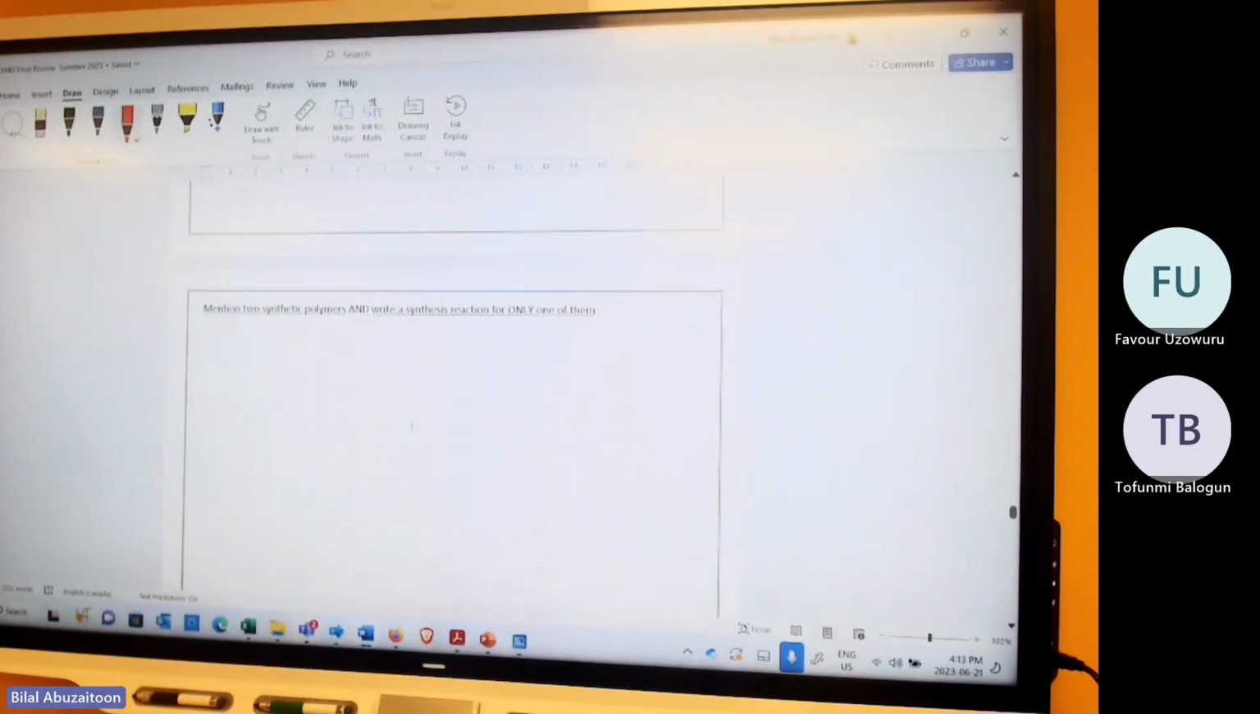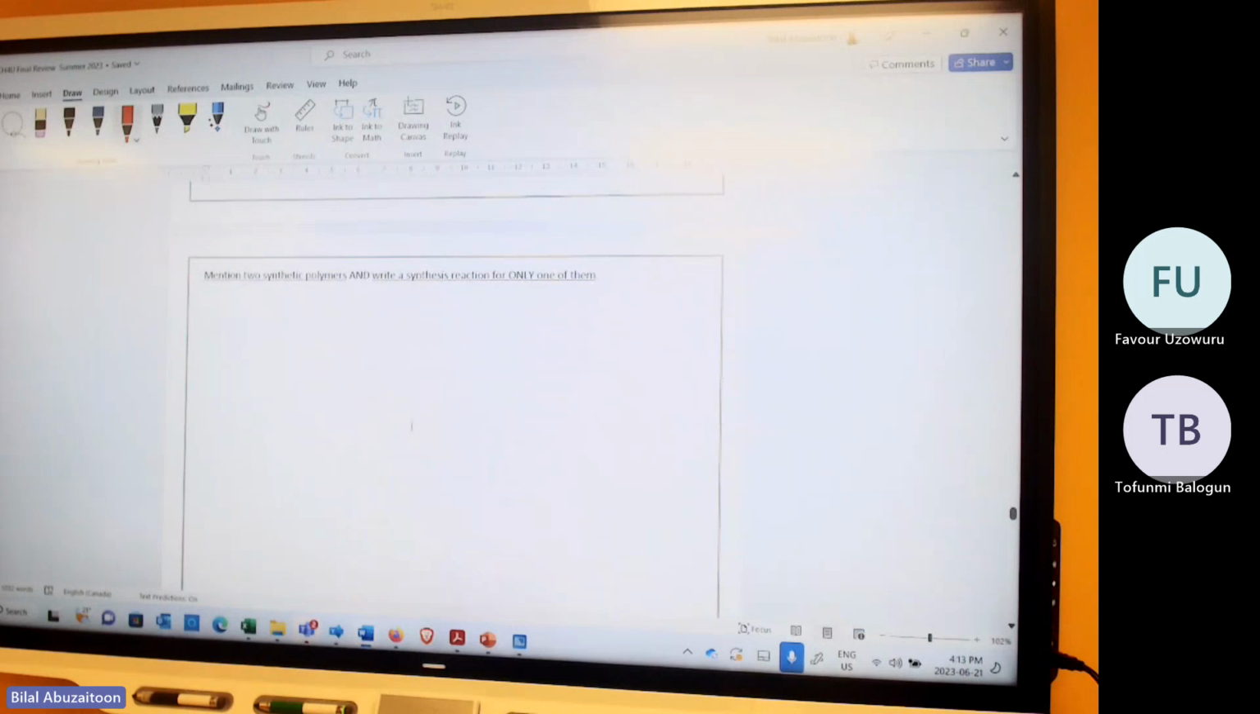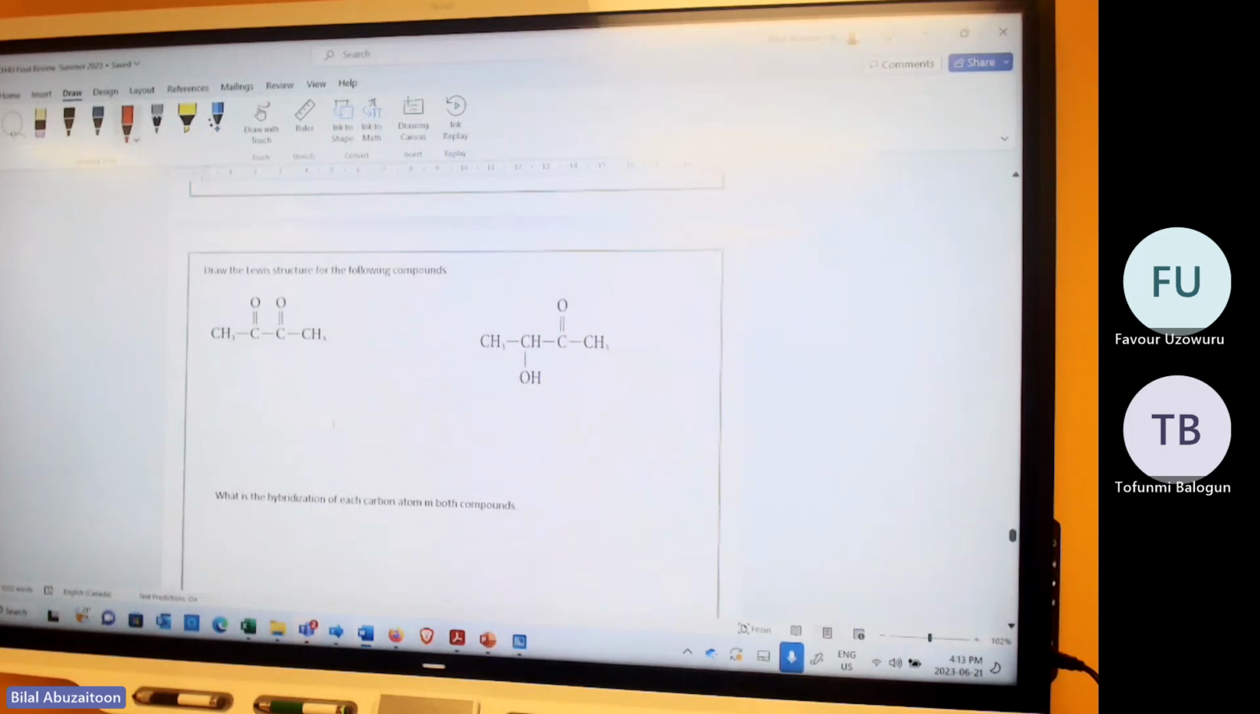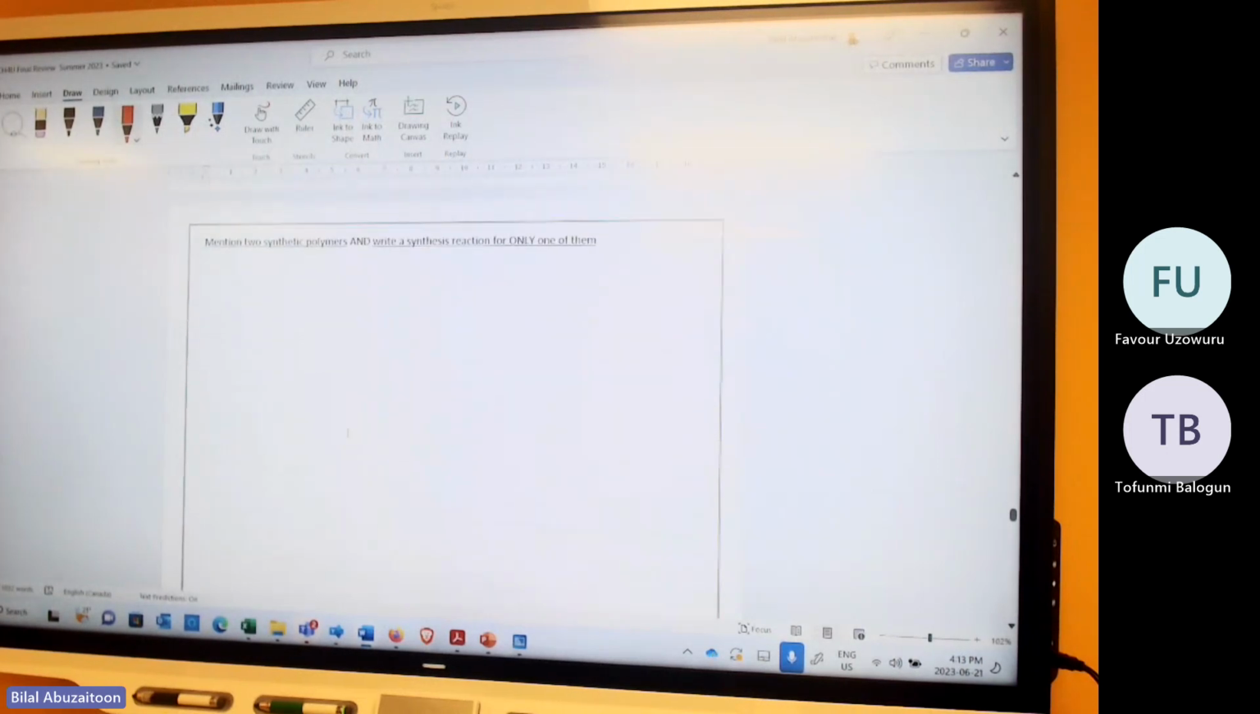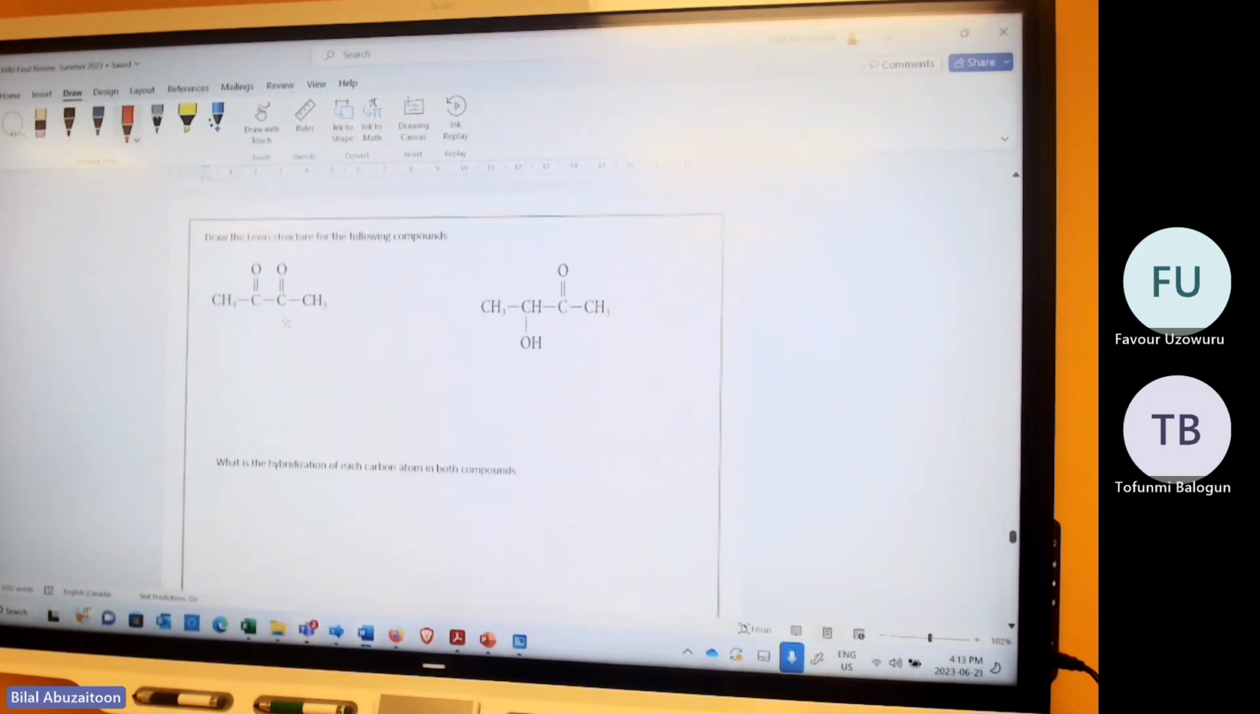Two synthetic polymers, right? Synthesis reaction for only one of them. Polyethylene, polypropylene, polyester, whatever. Mention two polymers. I have to finish in 5 minutes. Okay. Draw the Lewis structure for these compounds. You know how to draw that.